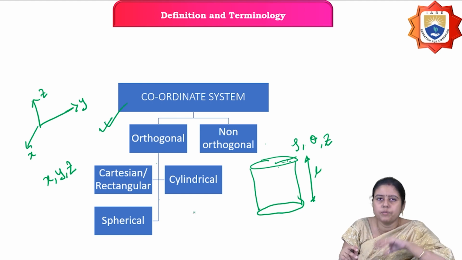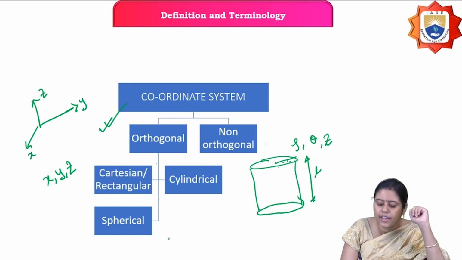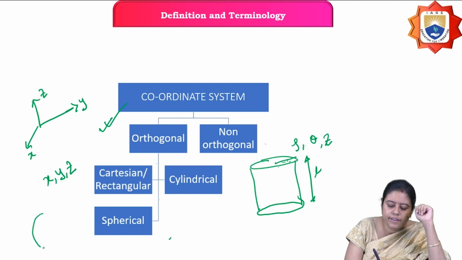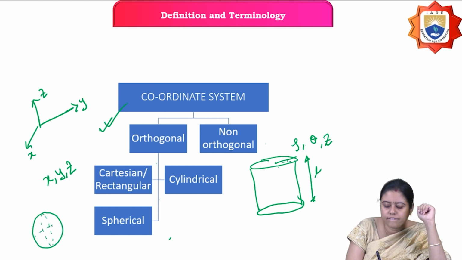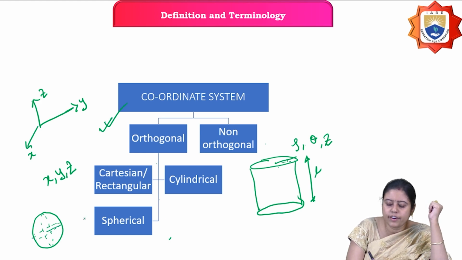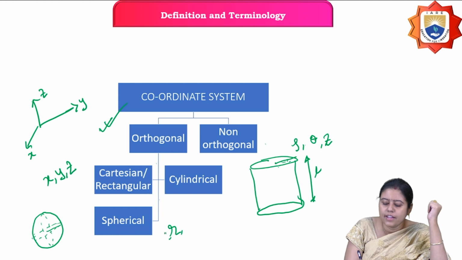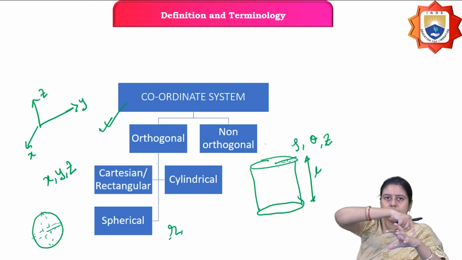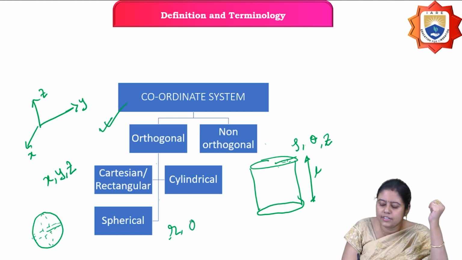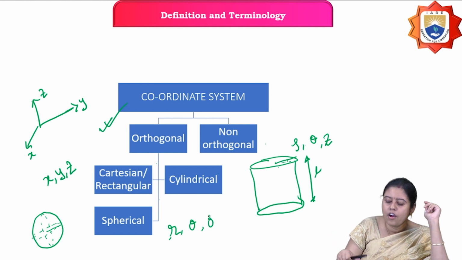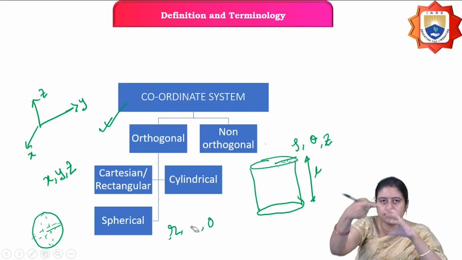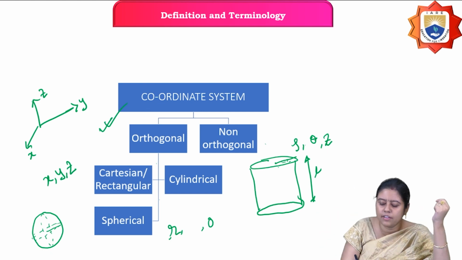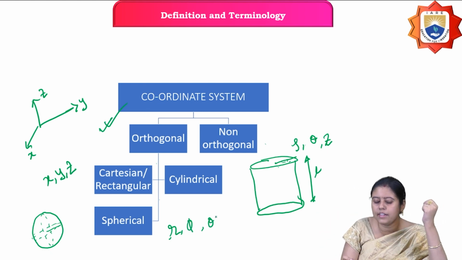Spherical means it looks like a ball. If it is a sphere, here we can find there is one radius r which is fixed, then the angle circle, which is theta, and the angle of the height, that is phi, or generally we write this circle according to the middle. This is the phi and this is the theta.